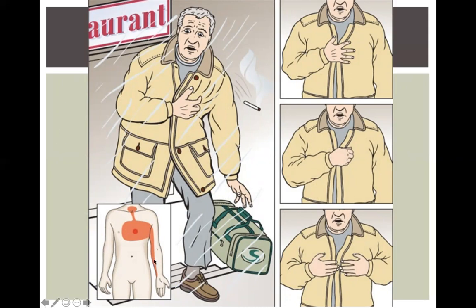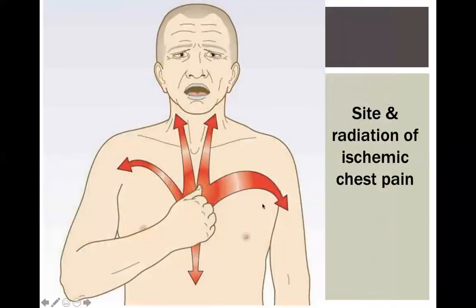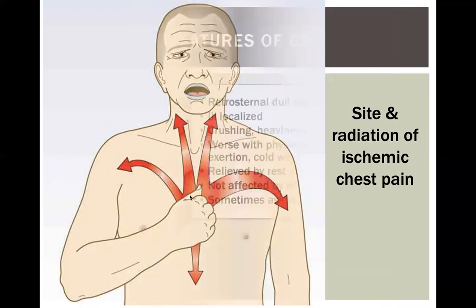In this picture, in the lower quarter, you see the site of radiation. Here is the main site of pain, which then radiates to the retrosternal area, to the lower jaw and to the neck, and to the inner side of the arm. And here, one of the important features is that it is pain in the arm, rather than paresthesia or anything else. Here, the site and radiation of ischemic chest pain also.